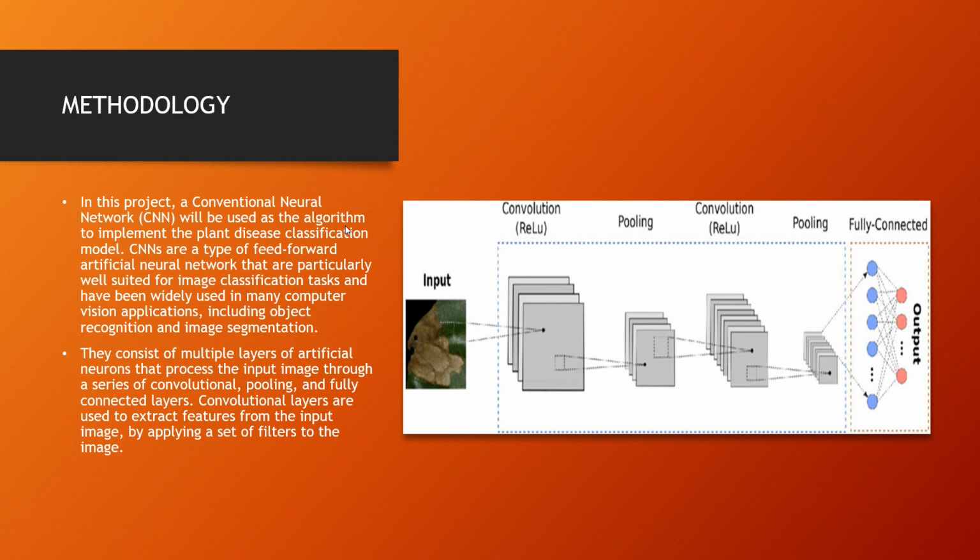So for the methodology of this project, the convolutional neural network will be used as the algorithm to implement the plant disease classification model. CNNs are a type of feed-forward artificial neural network that are particularly well suited for image classification tasks, and they have been widely used in many computer vision applications, including object recognition and image segmentation. They consist of multiple layers of artificial neurons that process the input image through a series of computations, including convolutional, pooling, and fully connected layers. The convolutional layers are used to extract features from the input image by applying a set of filters to the image.